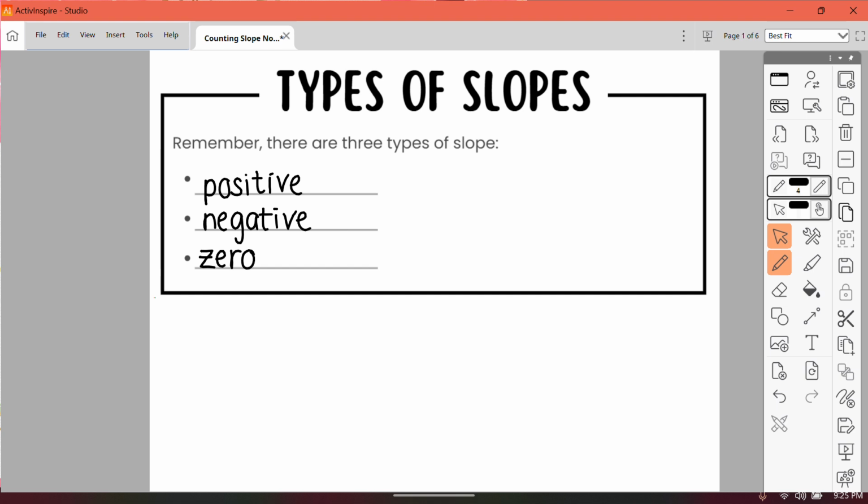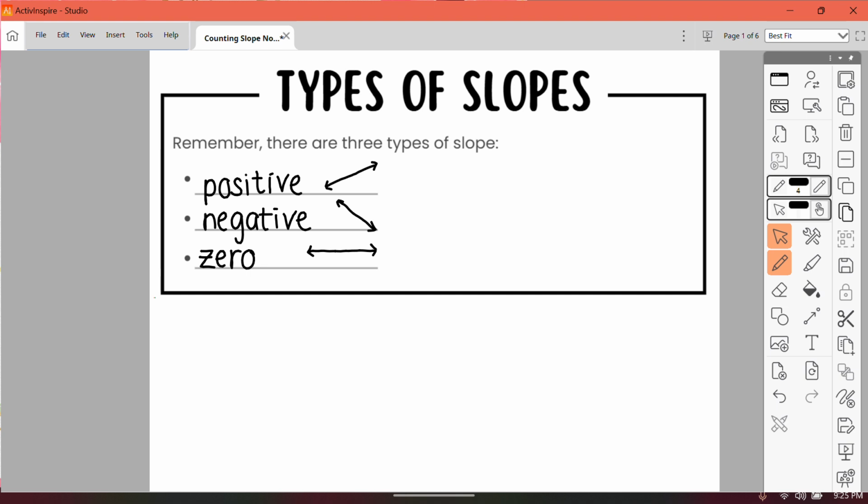All right? These three kinds of slope will tell us the direction of a line. If I say that a line has a positive slope, we know that from left to right, that line is increasing. If I tell you that a line has a negative slope, we know that from left to right, it's decreasing. And if I tell you that a line has a zero slope, we know that it is a horizontal line like this.